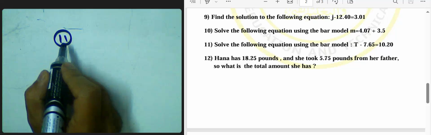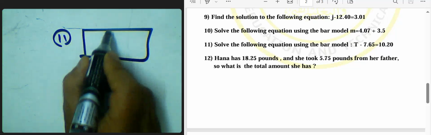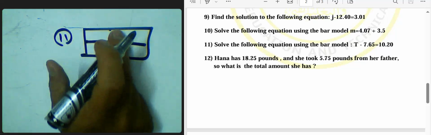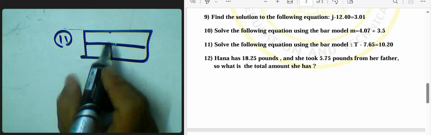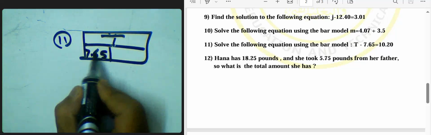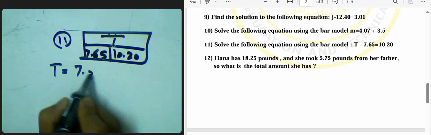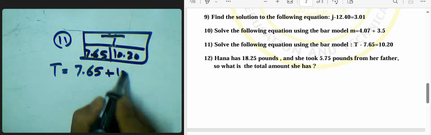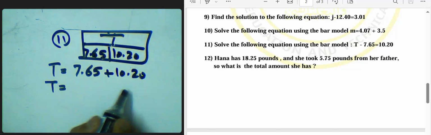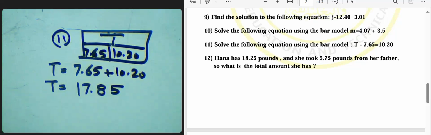Question 11 برضه using bar model بنعمل هنا التيبل كده. شايف كده يا حبيبي؟ شايف التي؟ شايف الماينس قبل الماينس بنكتبه فوق اللي هو المينيان فوق، يعني الكبير دايما فوق. اهو اللي هو التي ونكتب 7.65 and 10.20 5 of t. 7.65 plus 10.25. 5 plus 0 5, 6 plus 2 8, 10 plus 7 17.